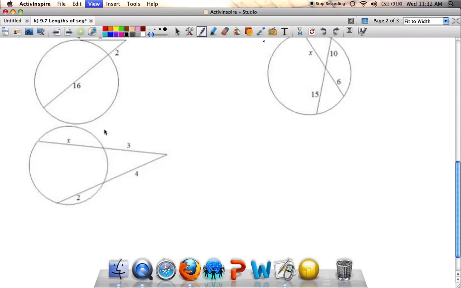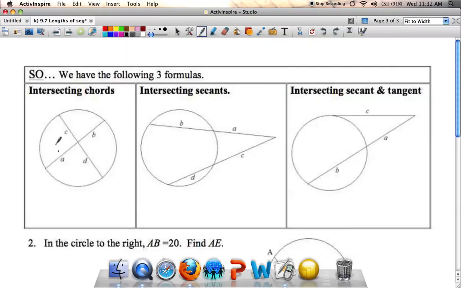And on the next page, at the bottom, here are the new formulas that we've discussed. Intersecting chords: A times B equals C times D. That relationship always holds true. Intersecting secants: the outside part times the whole one equals the outside part times the whole one.